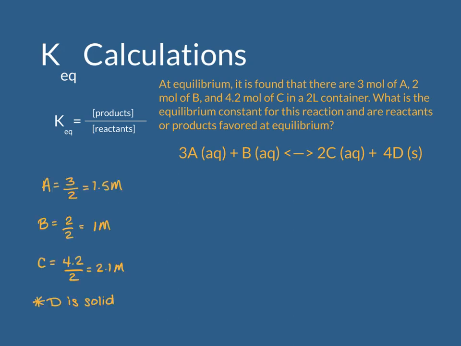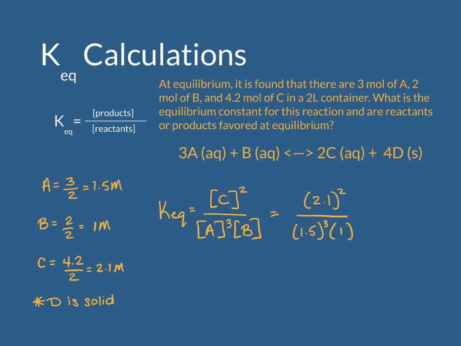So the first thing I hope you noticed is that they gave us our moles of each of our reactants and products and told us it was in a 2-liter container. So the first thing you actually should have done was convert all of your concentrations into molarity. Next, you should have written your KEQ expression and then plugged in all of your calculated molarity values into that expression.